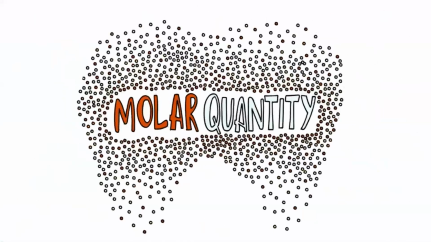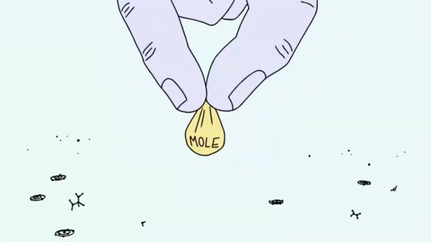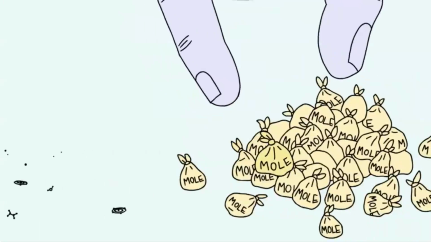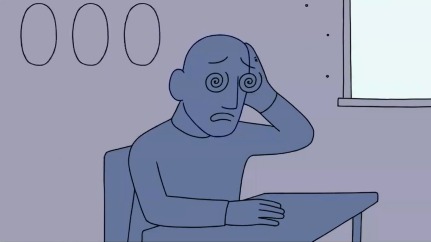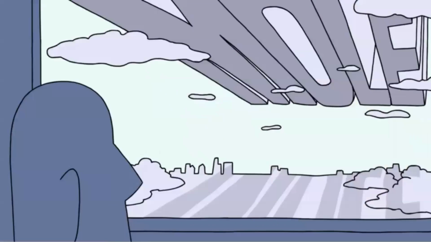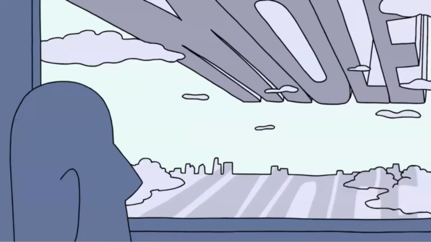This is known as a molar quantity. Atoms and molecules are so small that chemists have bundled them into groups called moles. Moles are hard for students to understand because they have a hard time picturing the size of a mole, or a 602 sextillion. It's just too big to wrap our brains around.